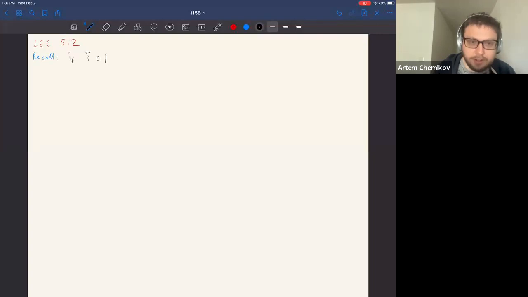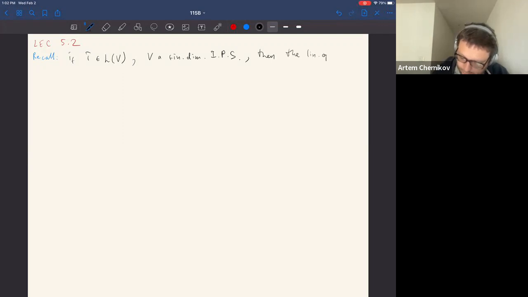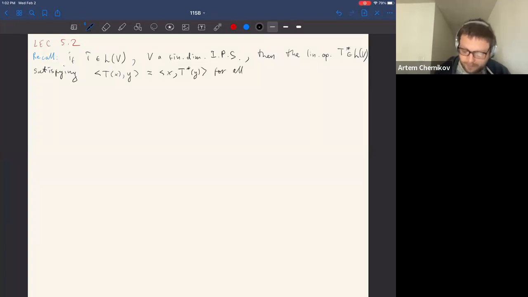If T is a linear operator on V, where V is a finite dimensional inner product space, then the linear operator T star, a linear operator on V as well, satisfying the equation that the inner product of T of X with Y is equal to the inner product of X with T star of Y, so satisfying this condition for all vectors X, Y in V, is called the adjoint of T.